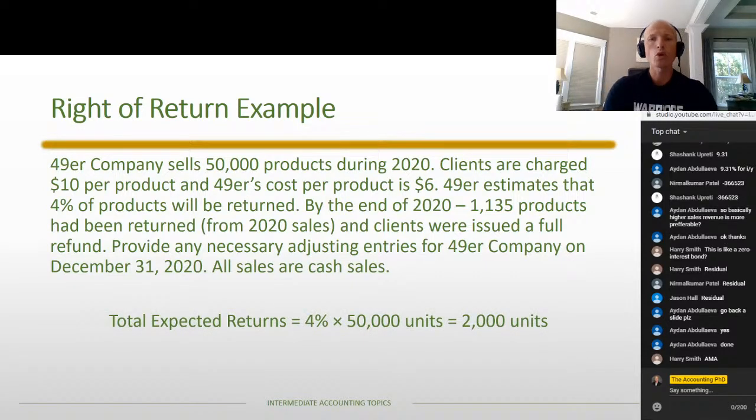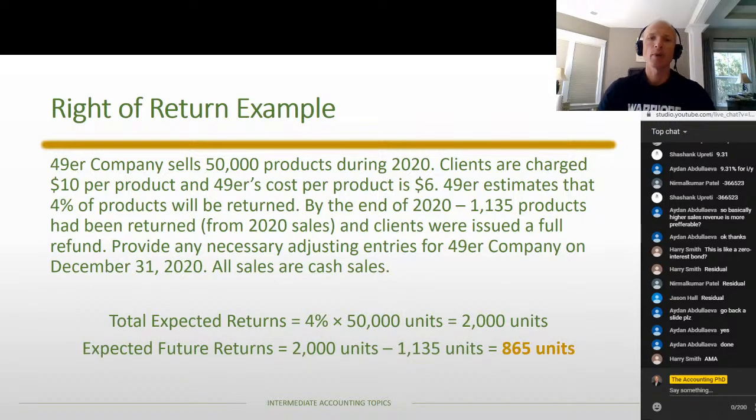All right, so the total expected returns for the 2020 sales is 2,000 units. So the expected future returns are 865. Given that 1,135 have already been returned, they expect another 865 to be returned. So now we're at the end of 2020, and we have an expectation that there's going to be a return of another 865 units. So how do we handle that? We need to make an adjusting entry based on that right of return.